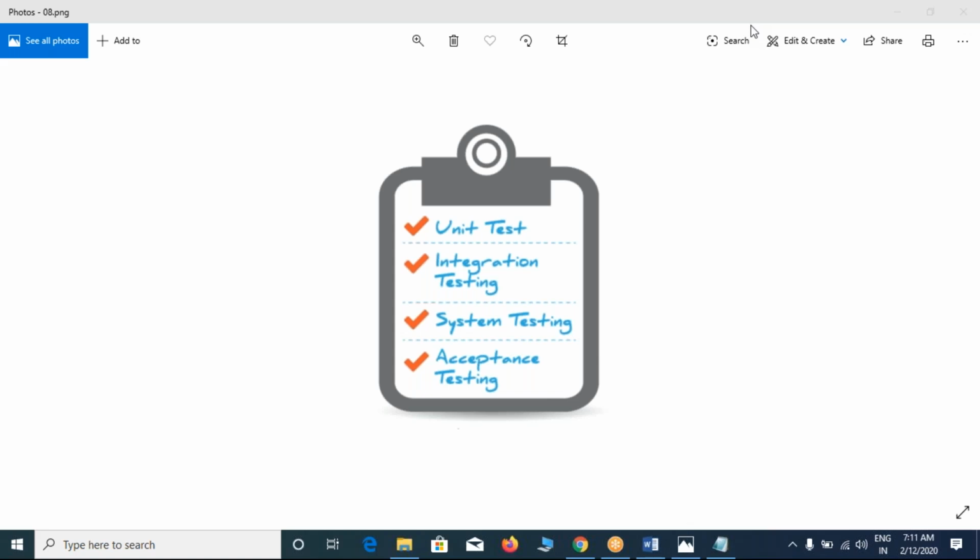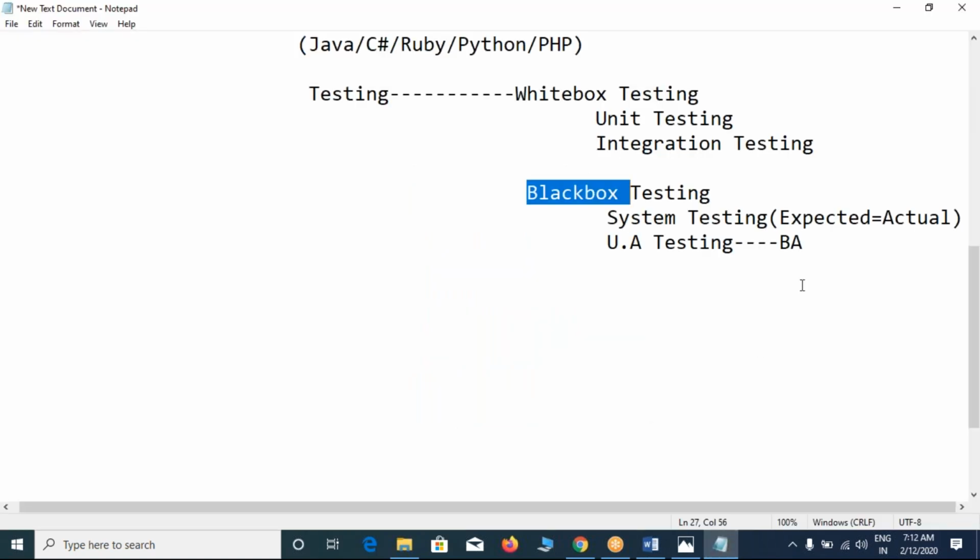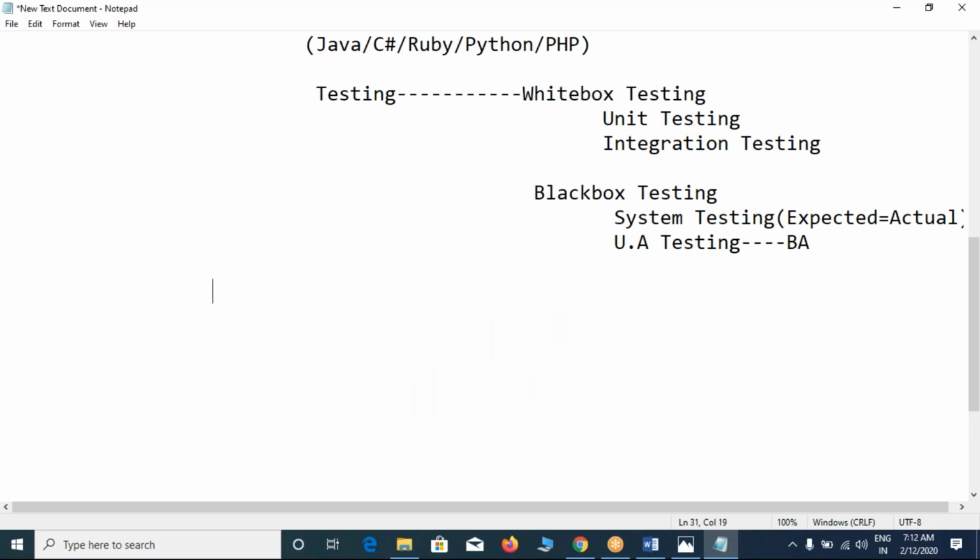So totally two methods, white box testing method and black box testing method, and four levels, such as unit testing, integration testing, system testing, and user acceptance testing. Unit testing and integration testing come into white box. System testing and user acceptance testing come into black box.